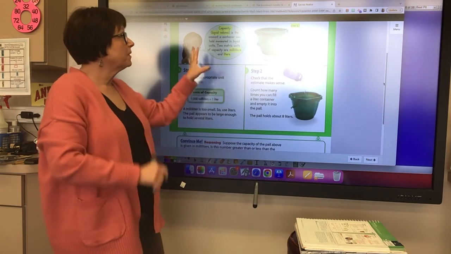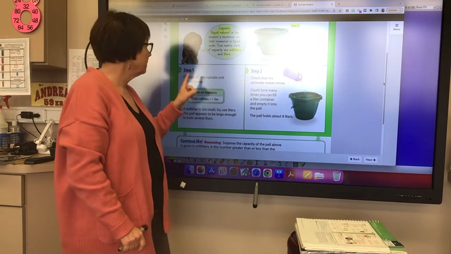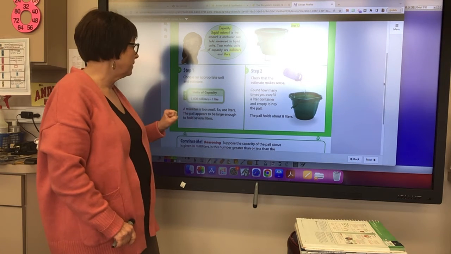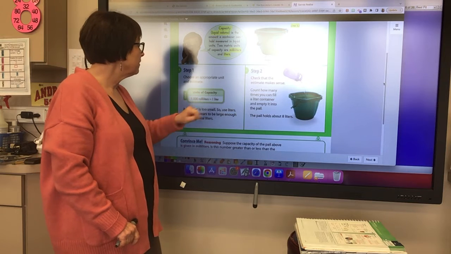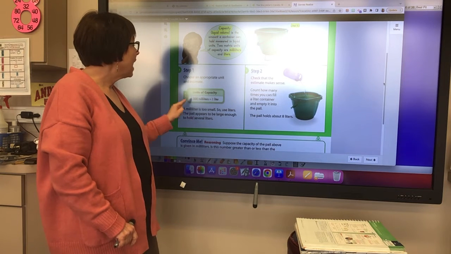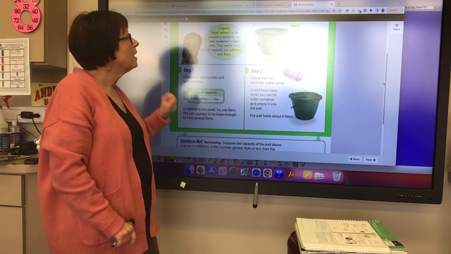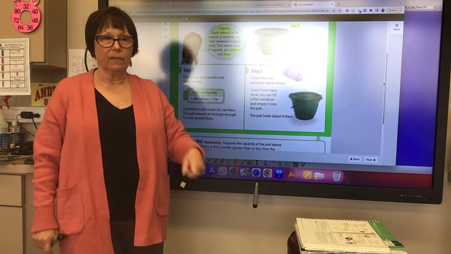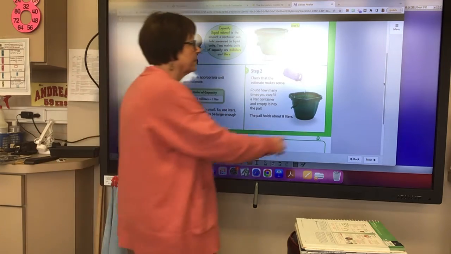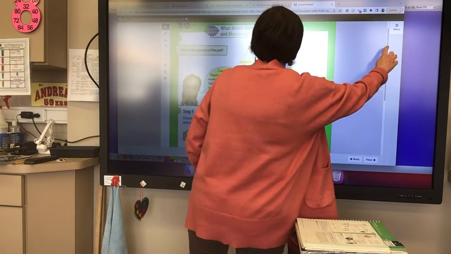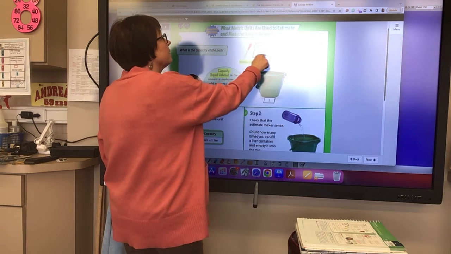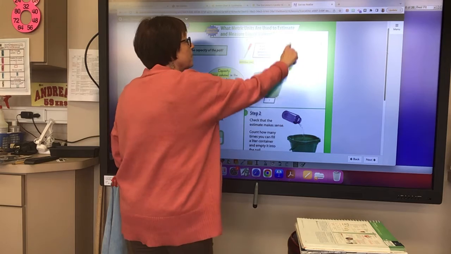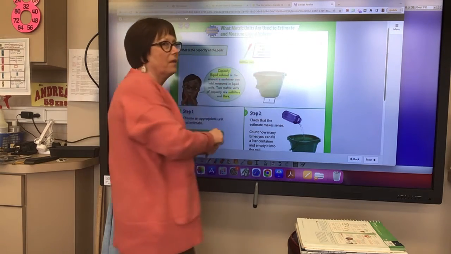So here's what we need to do. First, when you're trying to figure out the capacity of a container, step one, choose an appropriate unit and estimate. Here are units of capacity. 1,000 milliliters equals 1 liter. So 1,000 milliliters, that would be 1,000 of these. Oh my gosh. 1,000 milliliters equals one of those.